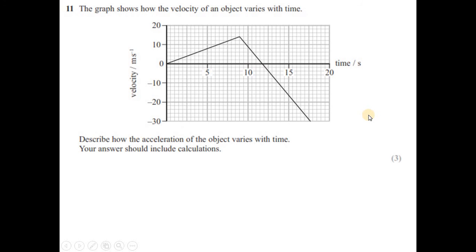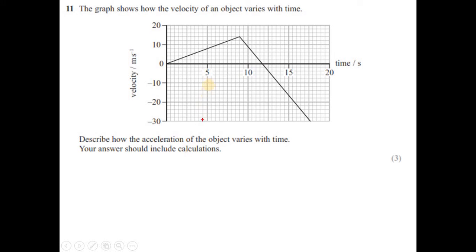Question number 11. The graph shows how the velocity of an object varies with time. So this is velocity and the time, and we have a graph. Describe how the acceleration of the object varies with time. Your answer should include a calculation.